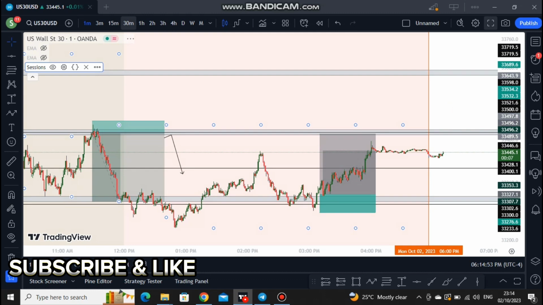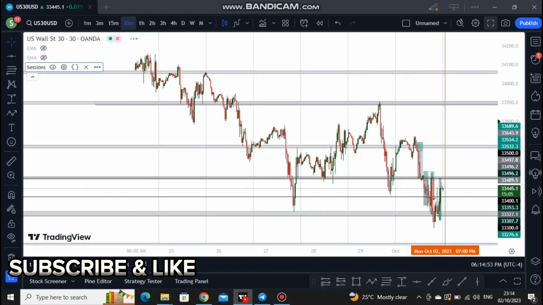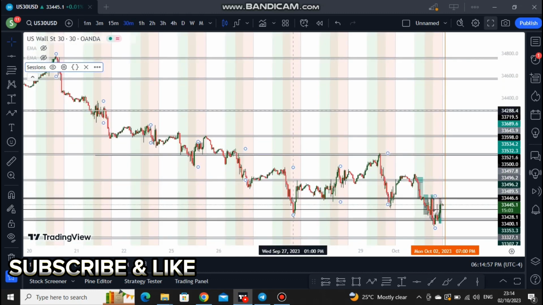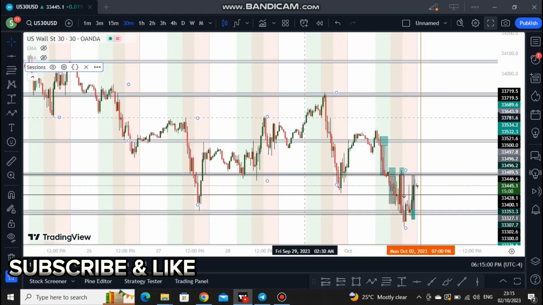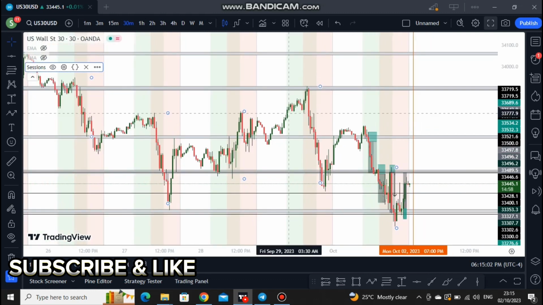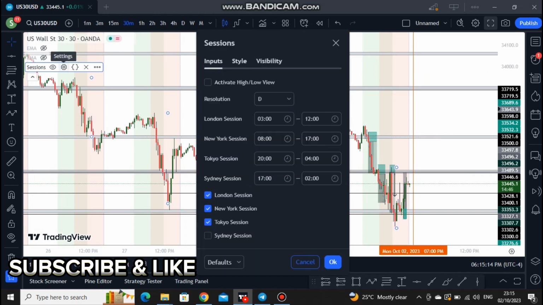Let me change the time frame. You see the time, you see the colors on the chart here. It's showing you London and New York time, and also the New York overlap with the London. That is what it is basically showing you here. So the next thing you're going to do now is to come to the settings. We only need New York session time, which is from 8 o'clock to 6 p.m. So 8 to 6 p.m. here. Just change the time here.